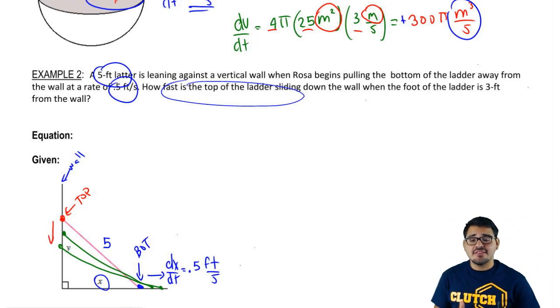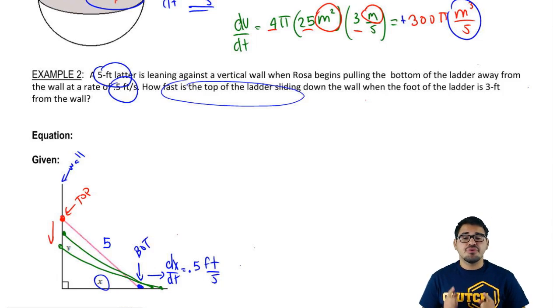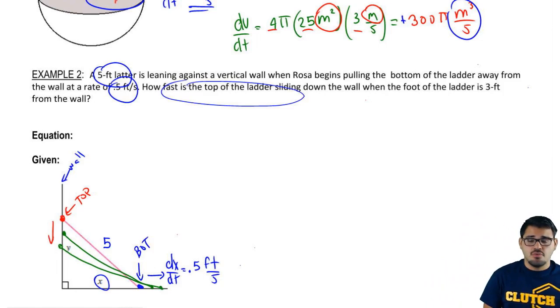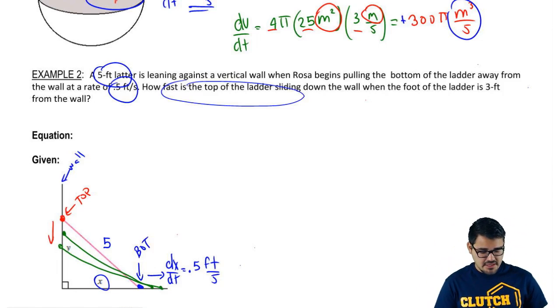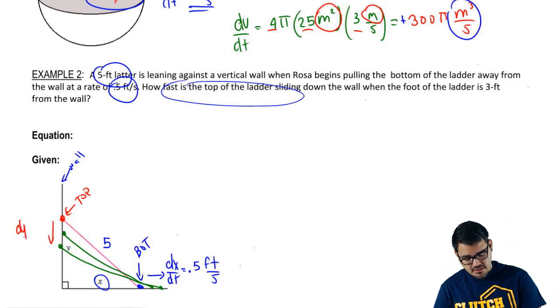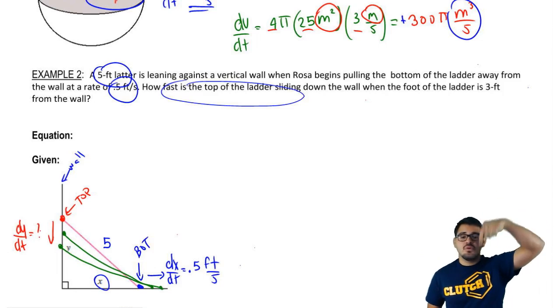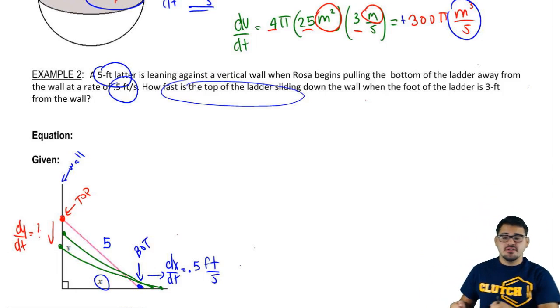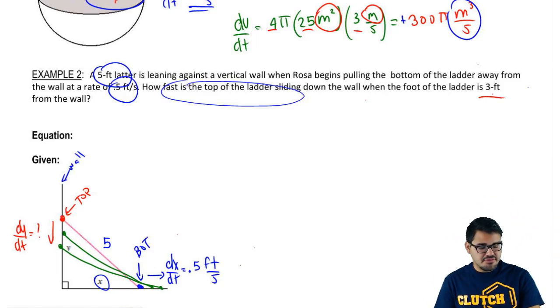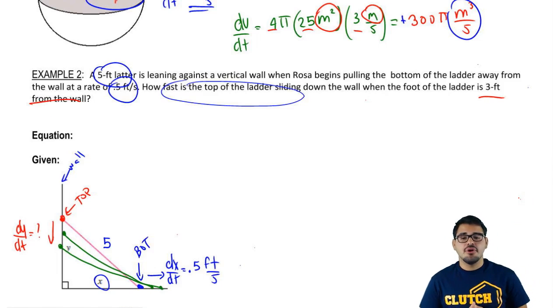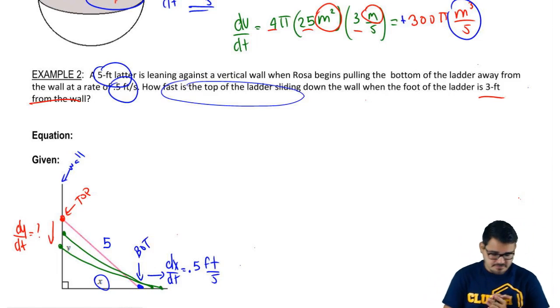So here we're going to relate the rate between the bottom of the ladder, so the x changing, with the y changing, right? So the rate that we're looking for is going to be our dy dt. It's going to be the rate at which the y is changing as we slide it down. Okay? And we'll talk about how this 3 feet from the wall scenario affects our answer, right?